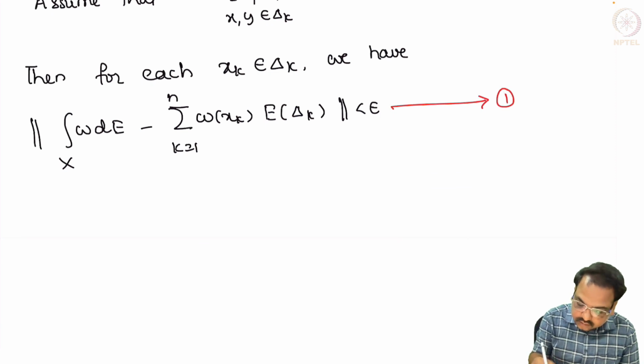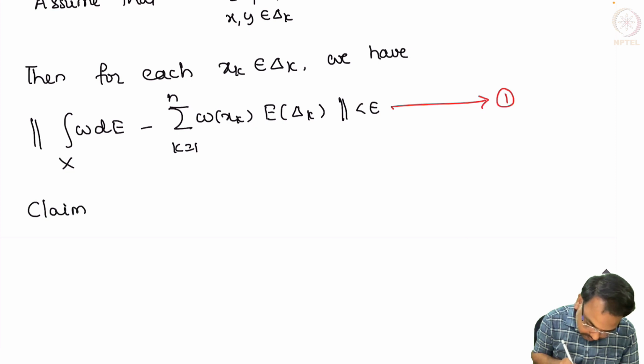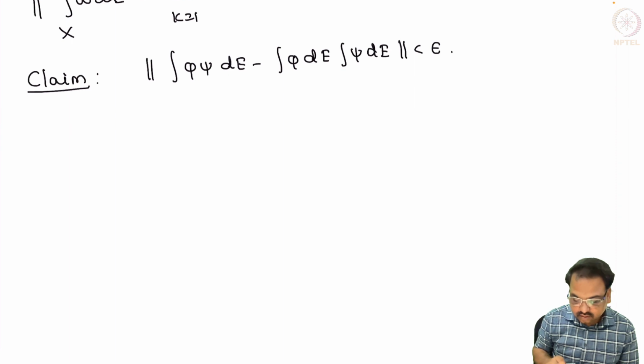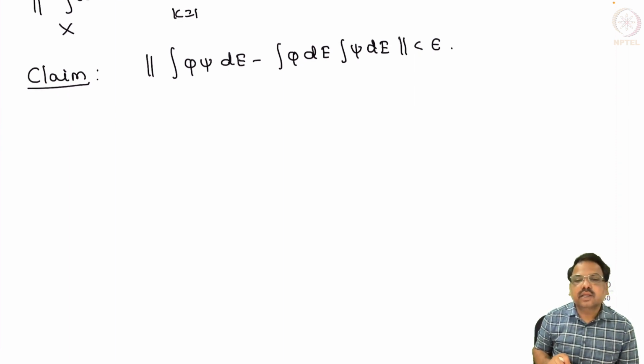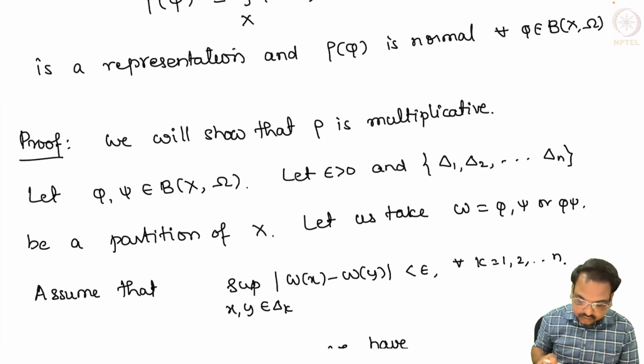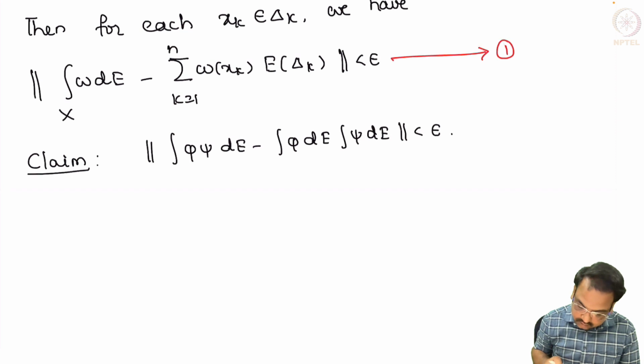Okay. Now we want to show, so the claim is the following: the norm of the integral of phi psi dE minus the integral of phi dE times the integral of psi dE is less than epsilon. From that we can conclude that the integral of phi psi dE is nothing but the integral of phi dE times the integral of psi dE, that is, this map is multiplicative.